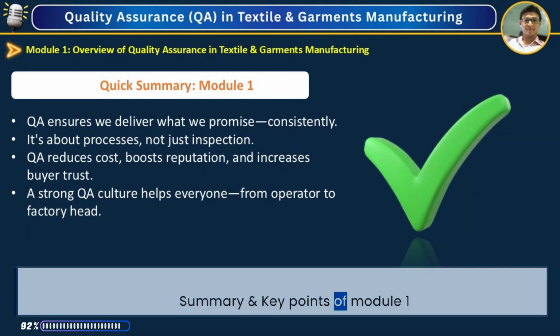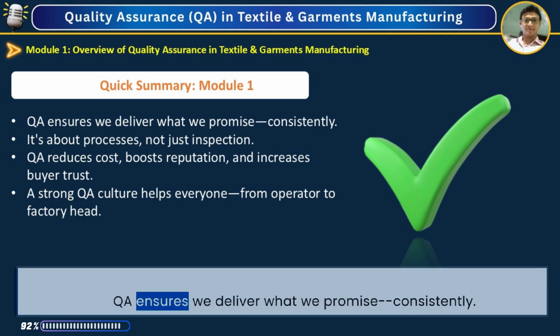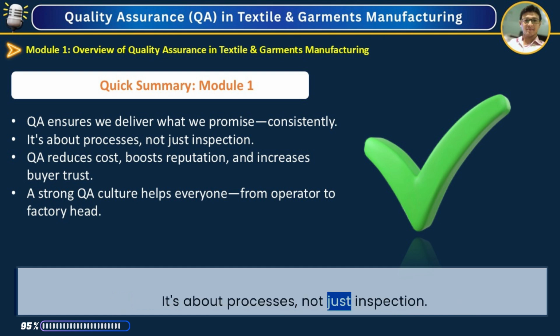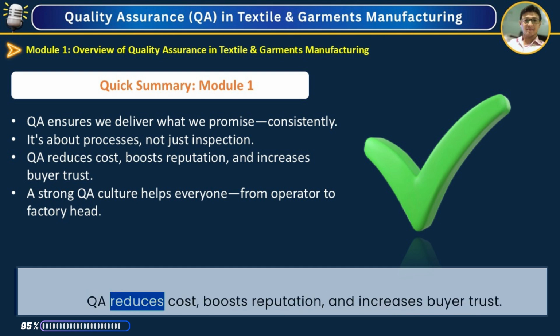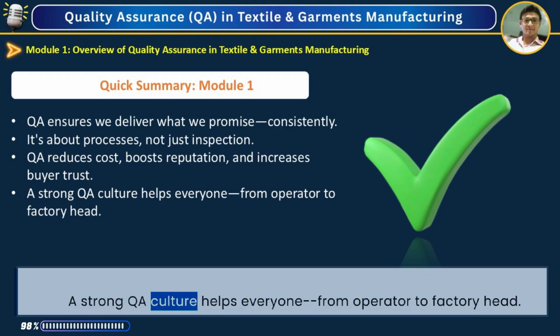Summary and key points of Module 1. QA ensures we deliver what we promise, consistently. It's about processes, not just inspection. QA reduces cost, boosts reputation, and increases buyer trust. A strong QA culture helps everyone, from operator to factory head.